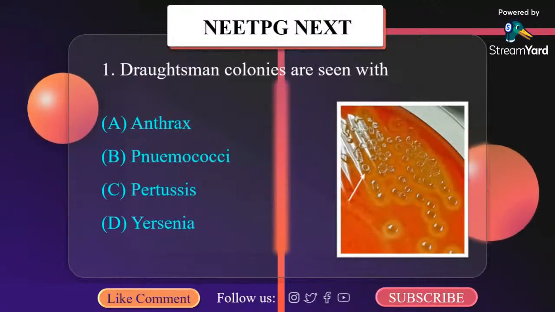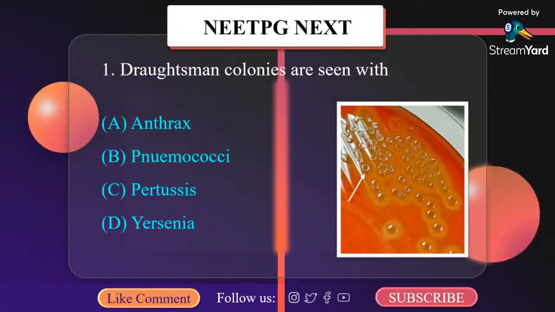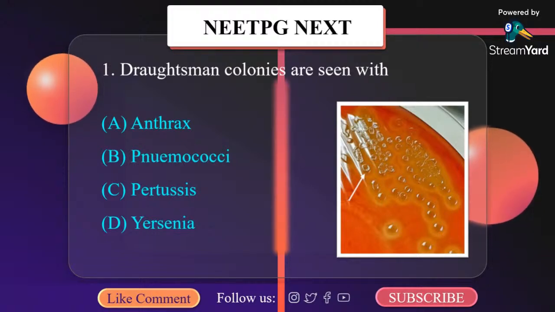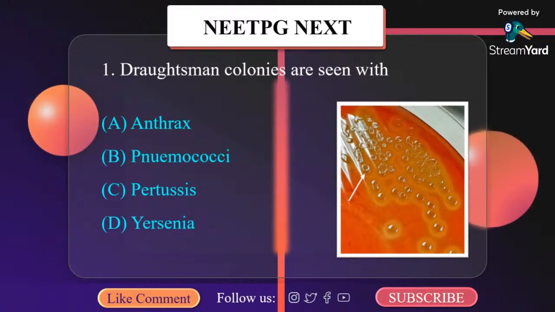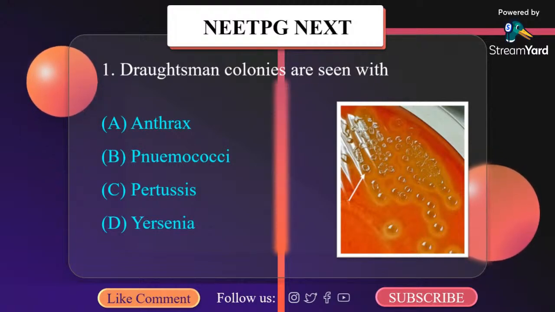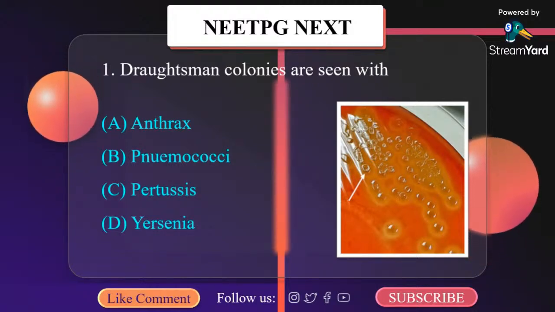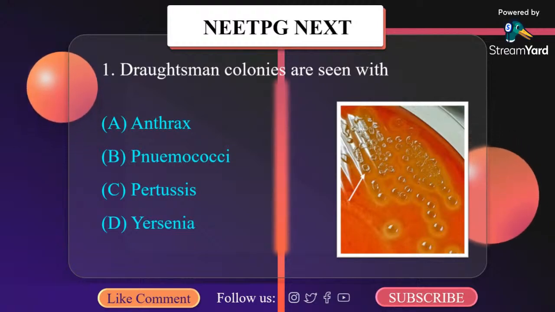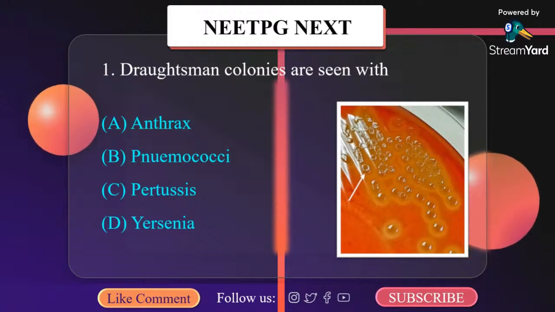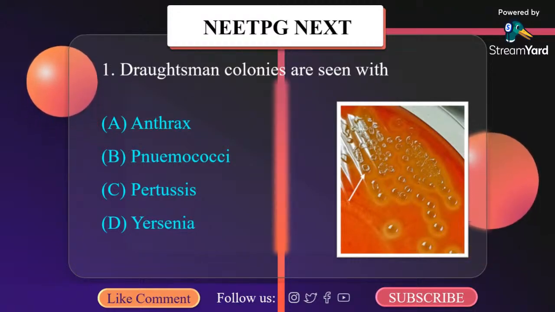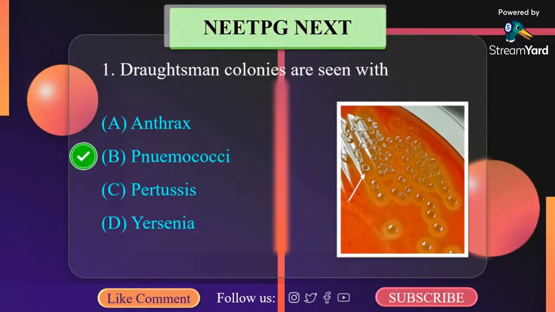Draughtsman colony, that is Carrom coin colony, is seen with A. anthrax, B. pneumococci, C. pertussis, D. Yersinia. What happens in pneumococci, which cause alpha hemolysis? Colonies of pneumococci resemble Streptococcus viridans, but on further incubation, colonies of pneumococci become flat with raised edges and central umbonation, so that concentric rings are seen on the surface when viewed from above. It is the draughtsman or carrom coin appearance. So the correct answer here is B, pneumococci.